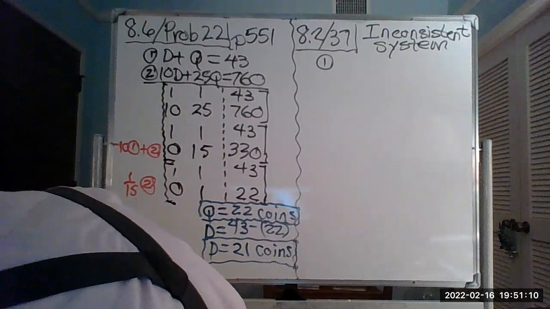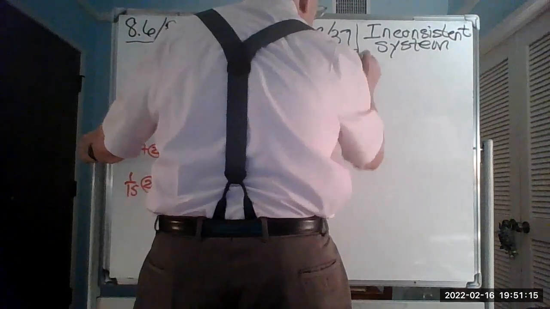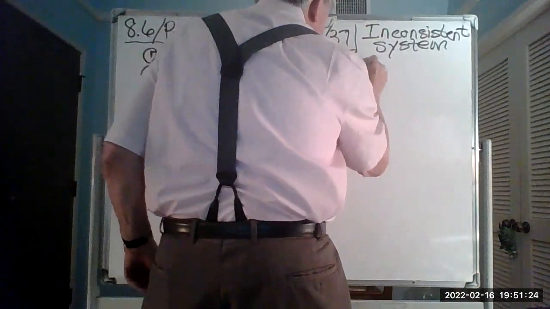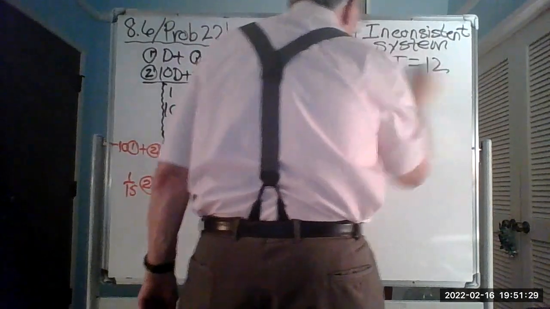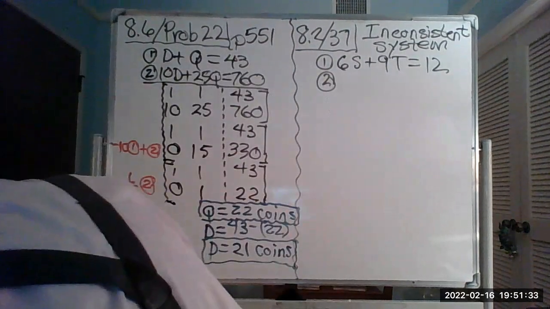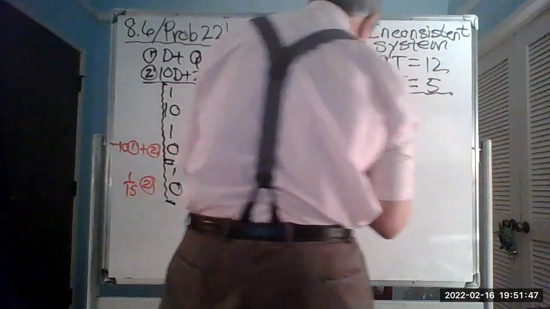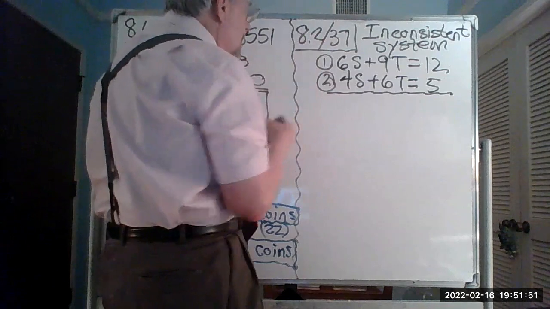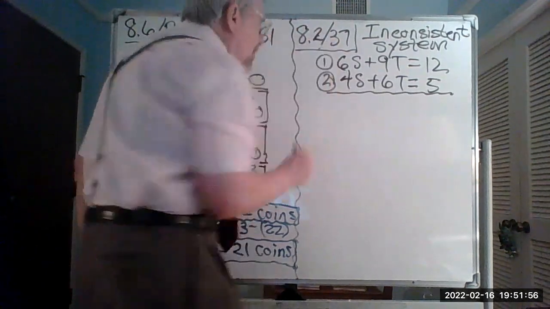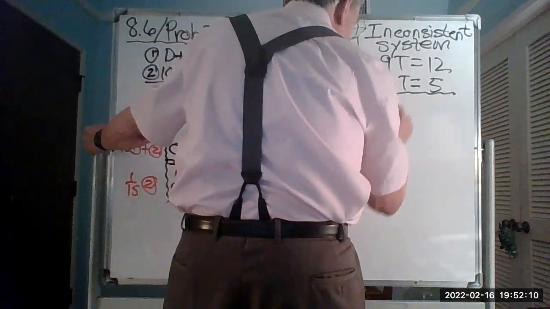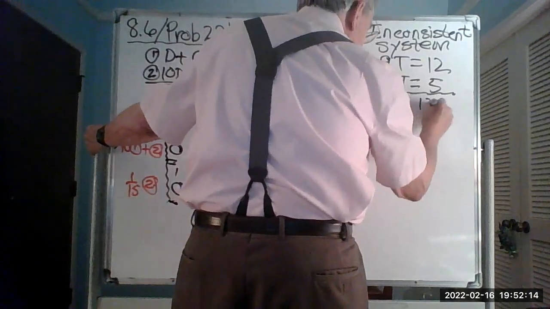So here we have 6s plus 9t equals 12. And then number 2 is 4s plus 6t equals 5. Yes, it's 8.2. So the author didn't have any examples of these in 8.6, but I want you to see what happens. So once again, I'm going to write down the augmented matrix: 6, 4, 9, 6, dash, dash, dash, dash, 12, 5.